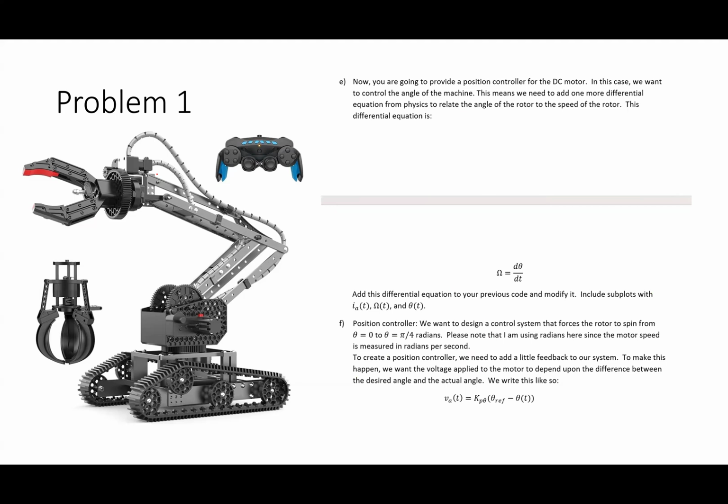So part E, all right, it says you're going to make a position controller for the DC motor. So as an example, if I looked at a robot arm like this, the robot arm would be controlled by a DC motor. And so it would spin in this direction. It would spin around its axis, right? So the claws would grip, obviously, but that arm would also spin so it could pick things up, right?